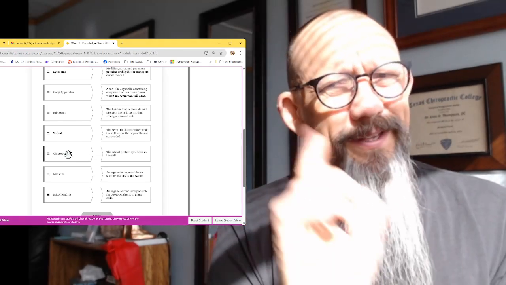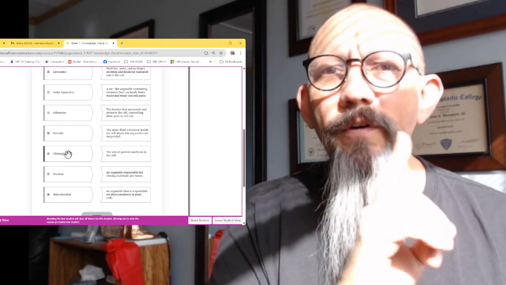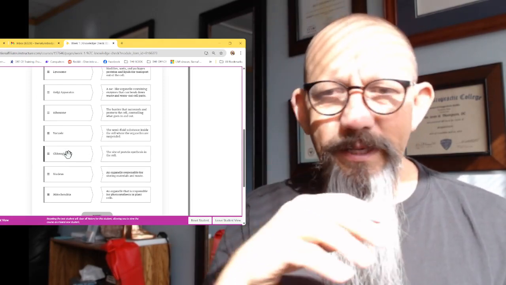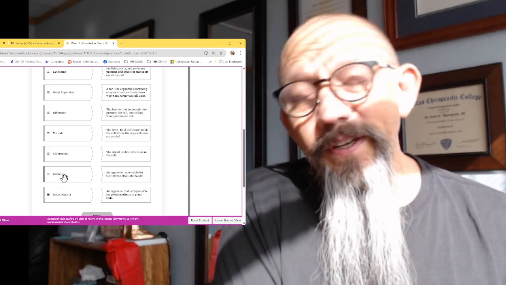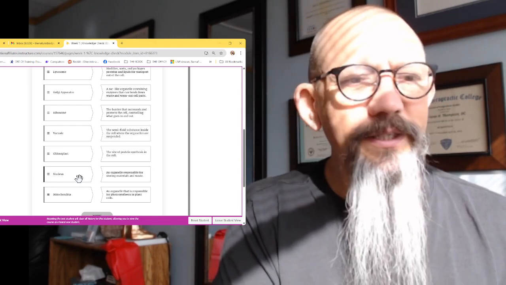Chloroplast, that has to do with plants. Chloro means like as in chlorophyll, and plast means like to make, or to create, or to fix, really, is what I mean. Nucleus, that's the chewy center.